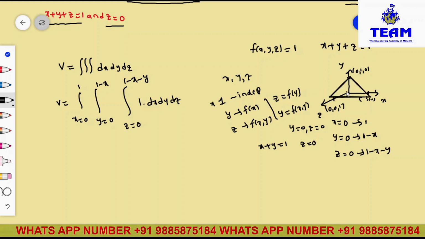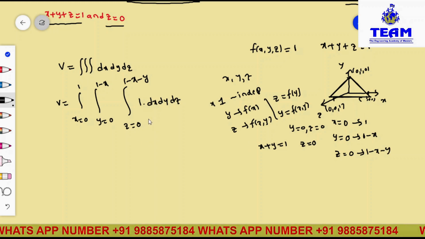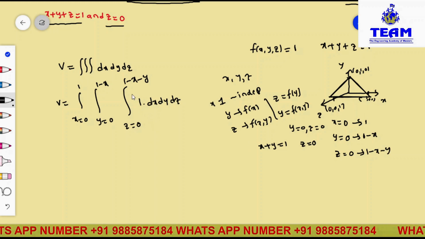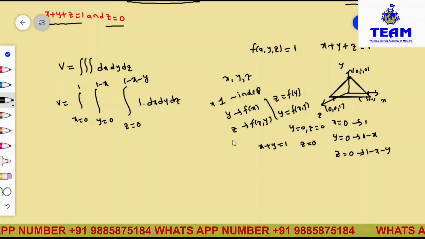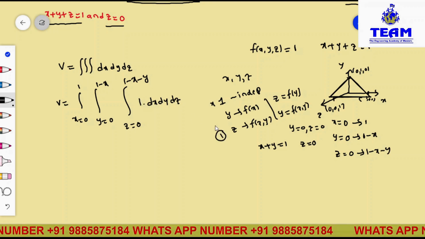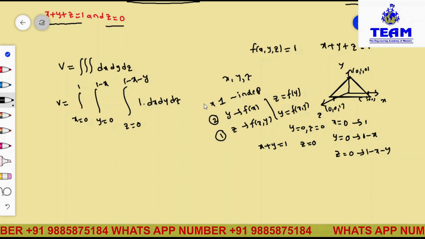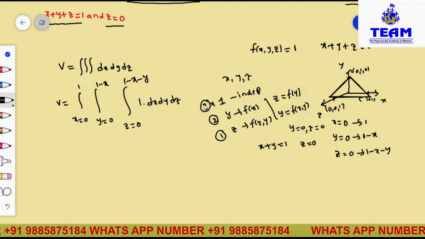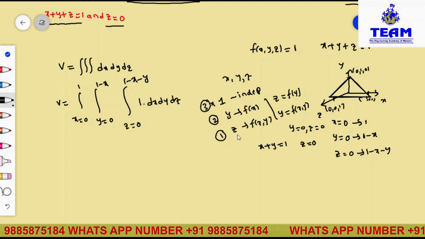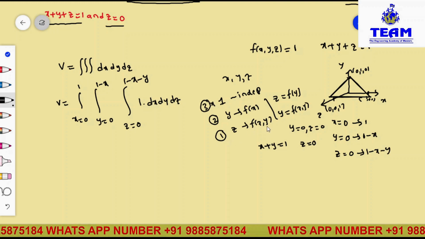They are finding volume for this. Here, first z is dependent on two variables, so first you have to integrate with respect to z. This is the first, friends. Later you have to integrate with respect to y, and then with respect to the independent variable.